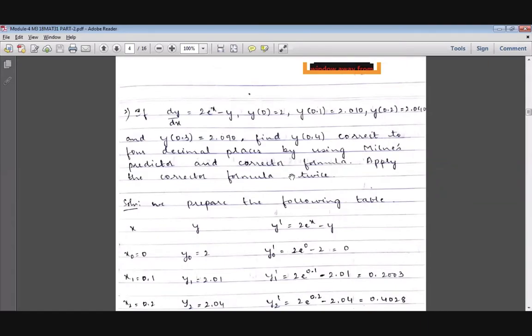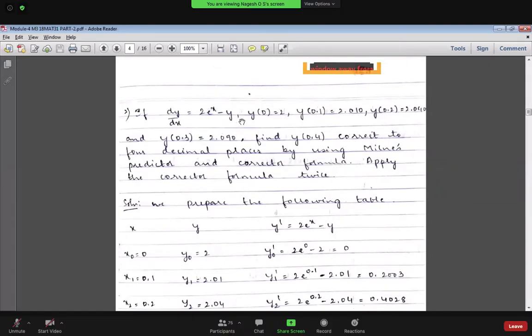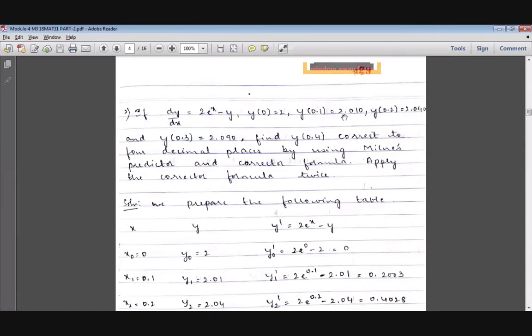If dy by dx equal to 2 e power x minus y, y of 0 equal to 2, find y of 0.4, correct to 4 decimal places by using Milne's predictor and corrector formula. Apply the corrector formula twice. This is the only difference, this last sentence: apply the corrector formula twice.